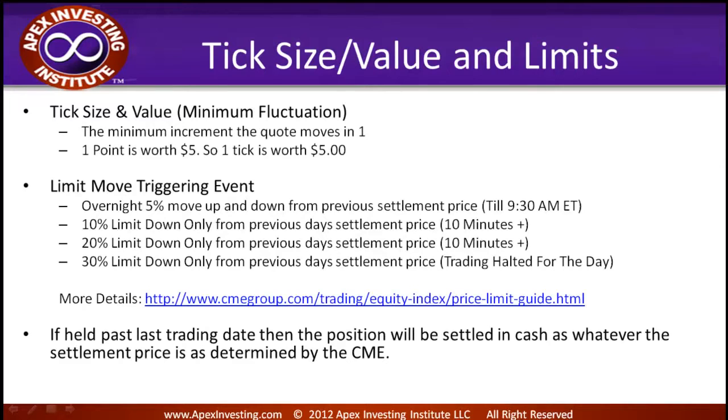So the tick size and the value of that tick: the tick size is 1 because it moves in dollars, and 1 point is worth $5. So every time it moves up or down a tick or a point, that is a value of $5 on the Dow.